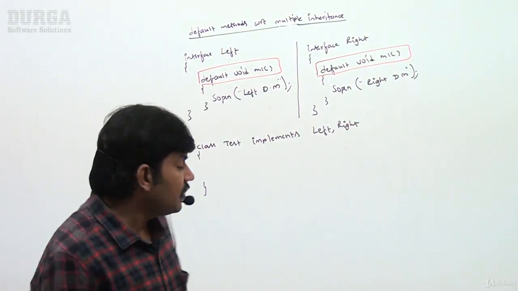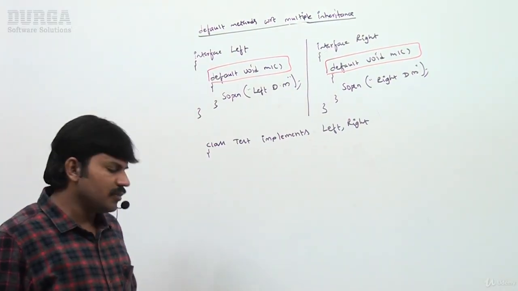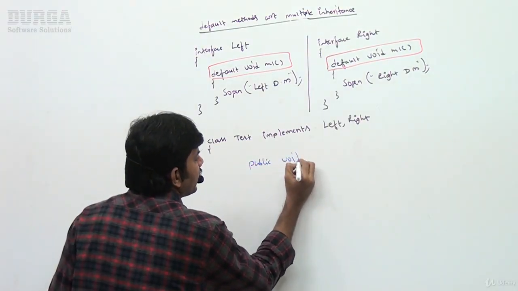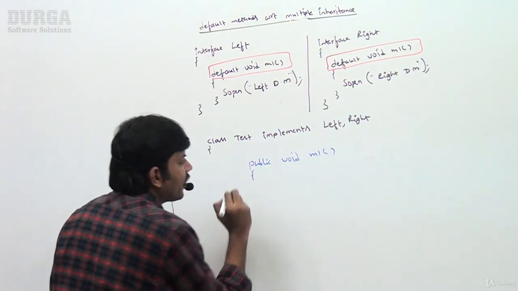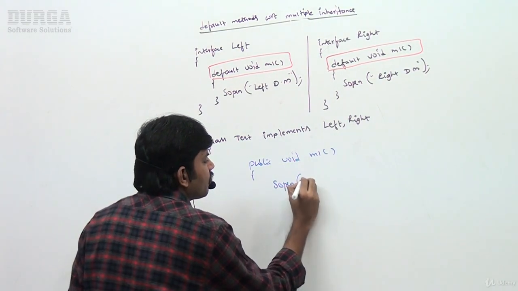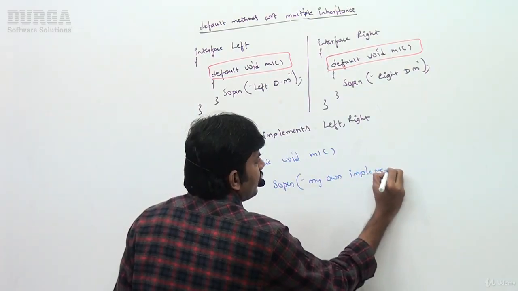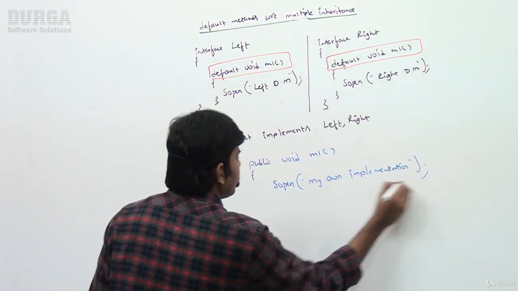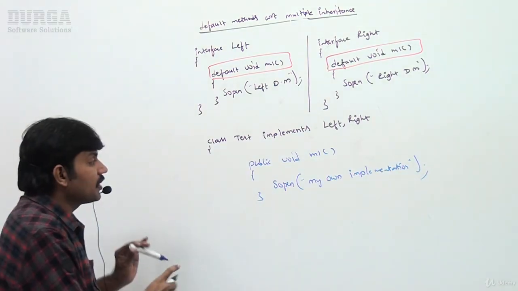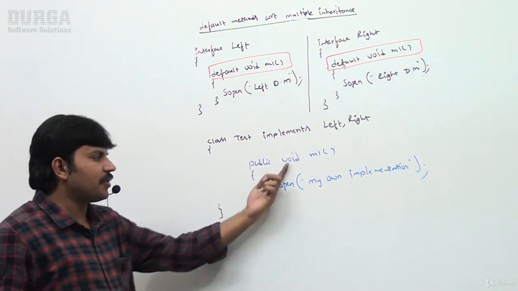Very simple, sir. In the child class, in the implementation class, override this method based on your requirement. Yes, I want to override the public void m1 method. I'm overriding public void m1, and here System.out.println("my own implementation"). Now I'm taking a completely new implementation.